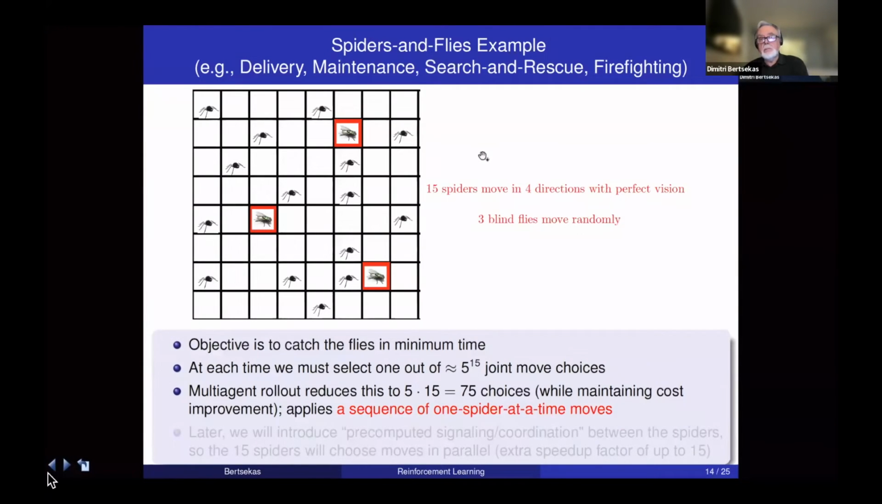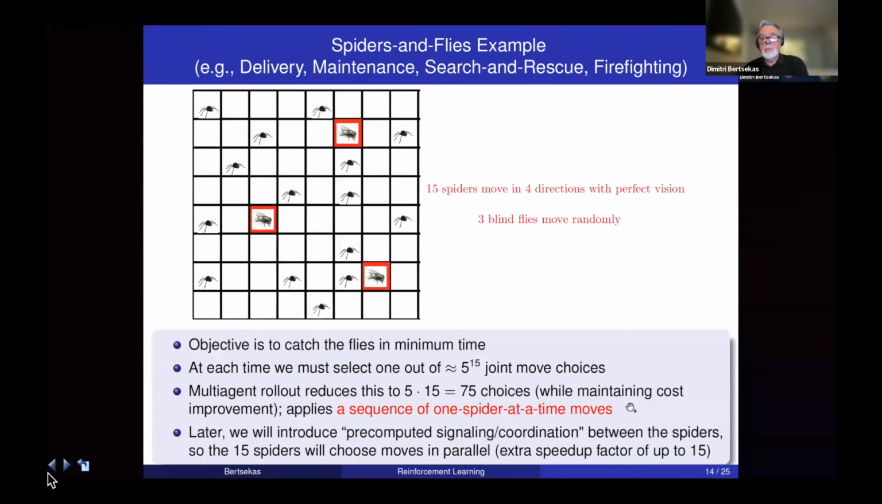On the other hand, we're going to try to introduce a limited form of coordination by using signaling information, like some imprecise information that coordinates the moves between the different spiders. And we hope to gain some speed up because of the simultaneous choices of the spiders. And the speed up is going to be up to 15, okay? So for the moment, we're going to assume that we have full communication of the spider moves to other spiders, and later we're going to come back to this.